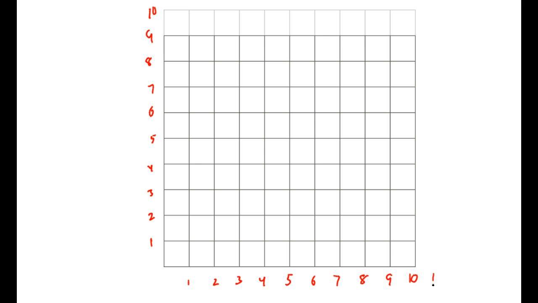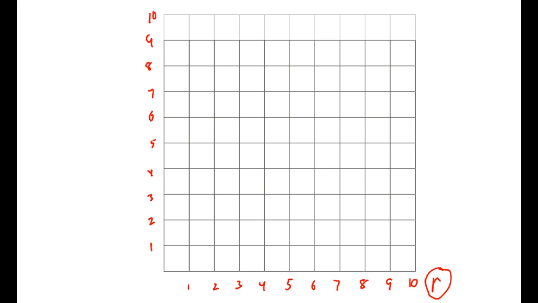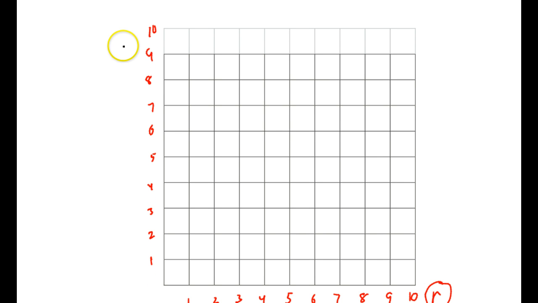And I'm going to put roses down here on the horizontal axis. I'm going to put daisies up here on the vertical axis. Okay, let's help this out here.